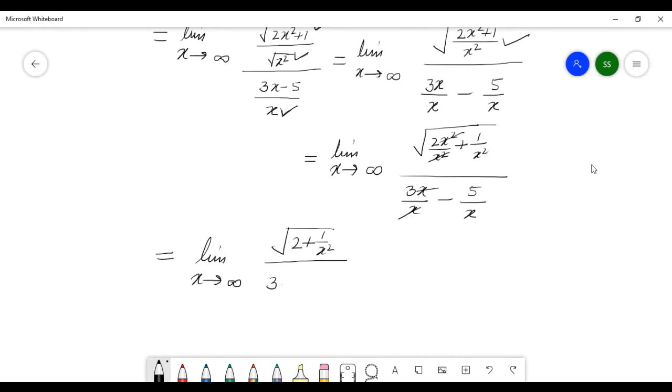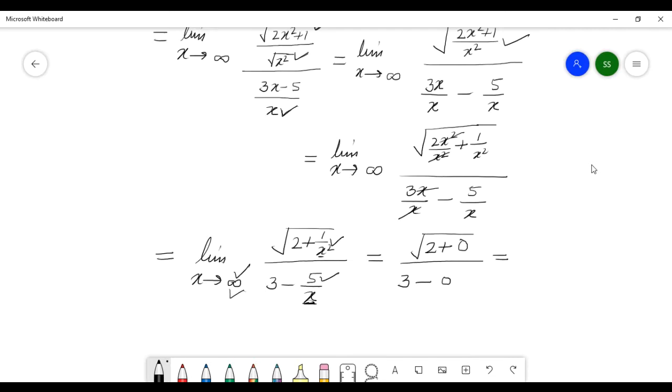Here, 3 minus 5 divided by x. Find the limit here. What will happen when x goes to infinity? The term 1 divided by x, as x goes to infinity, is 0. Divided by 3 minus 5 divided by x, and 5 divided by infinity is also 0.